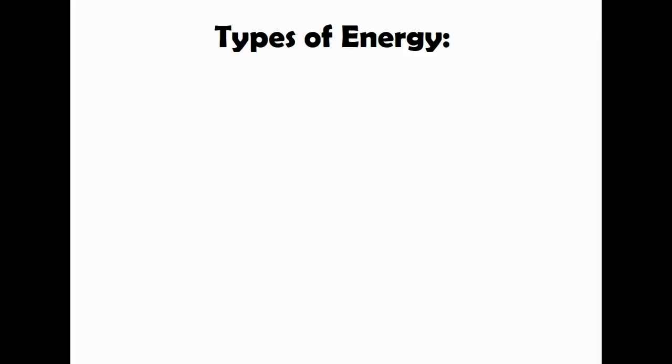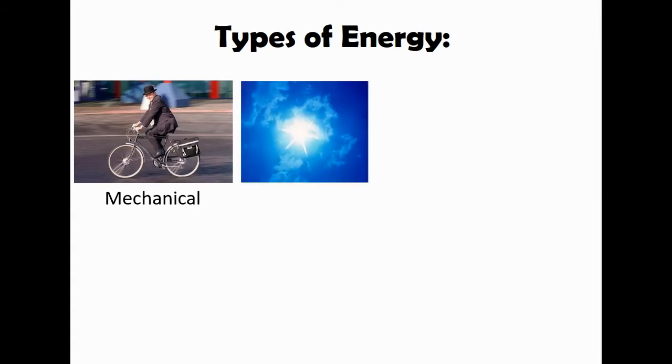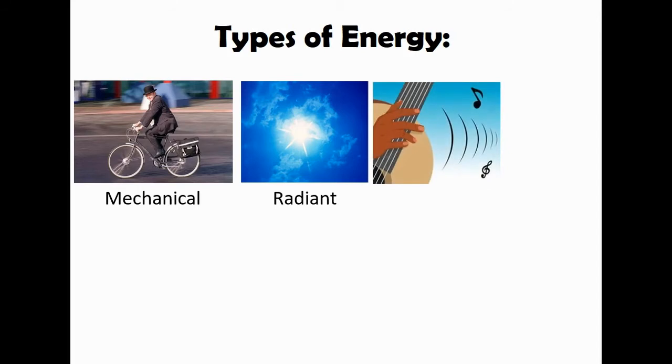We started our unit discussing that energy can take various forms. We looked at 8 specific types of energies in our discussion. Mechanical energy, or energy of an object in motion. Sometimes this is called kinetic energy. Radiant or light energy. Energy of sound.